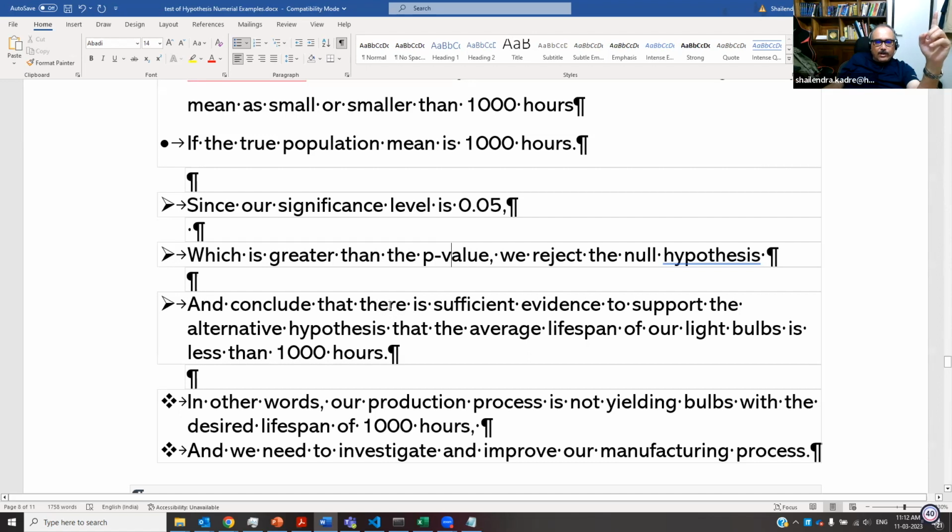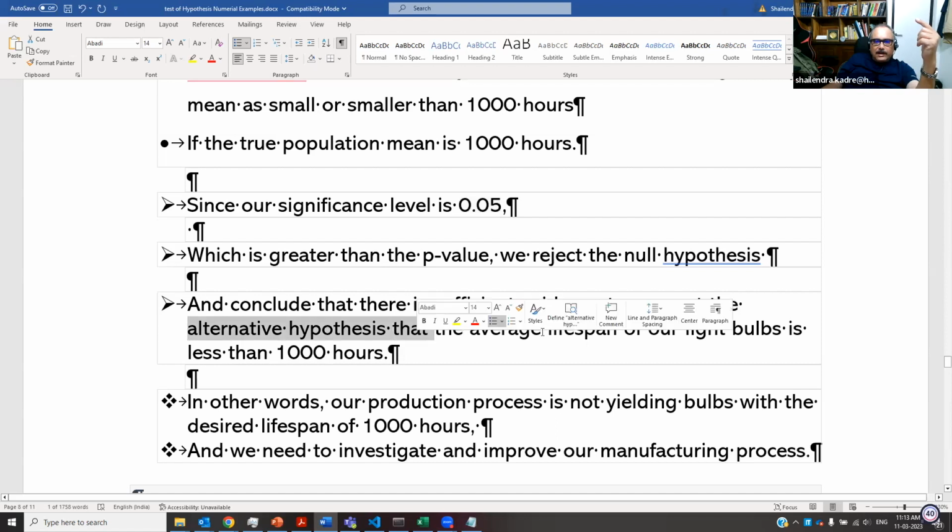So we conclude that if the P value is less than the significance level, here 0.002 is less than 0.05, there is sufficient evidence to support the alternative hypothesis. We are rejecting the null hypothesis and supporting the alternative hypothesis, because the P value is less than the significance level. Being in the red region means we reject the null hypothesis and support the alternative hypothesis that the average lifespan of our light bulb is less than 1000 hours.